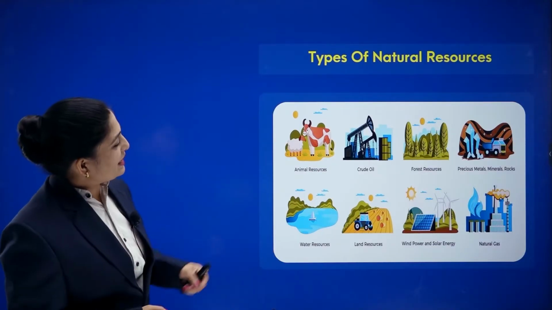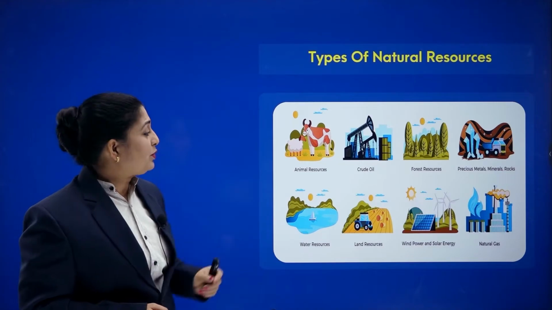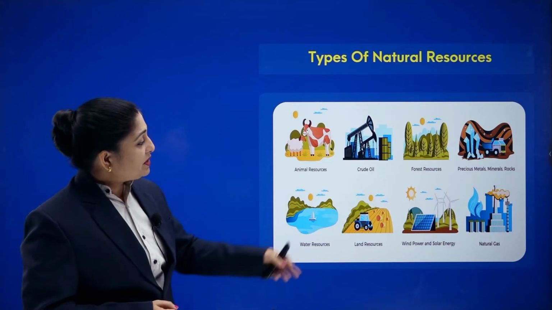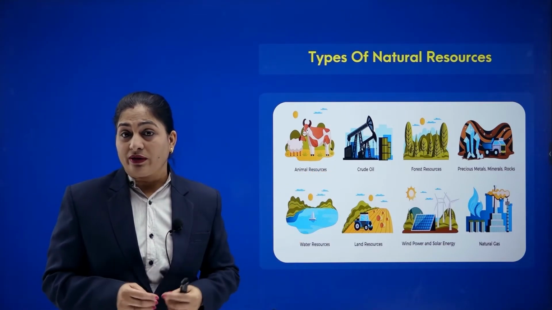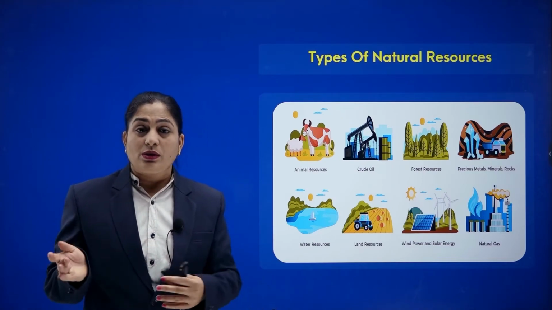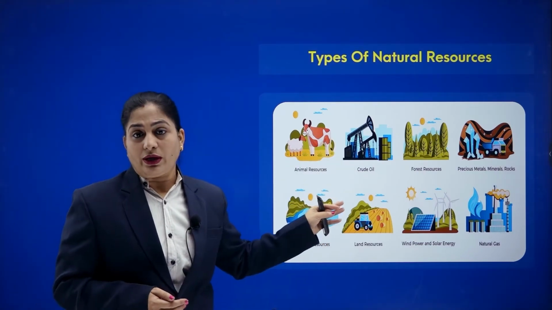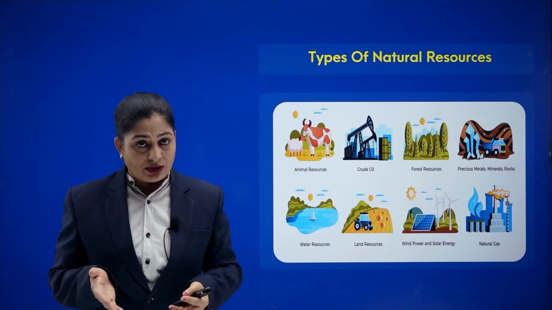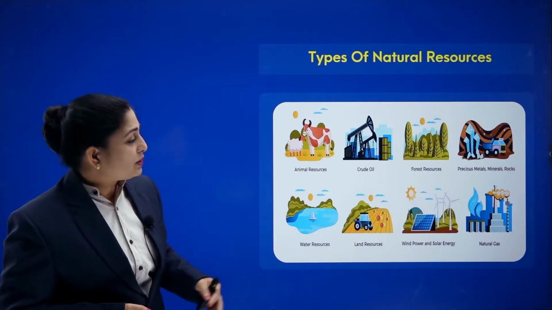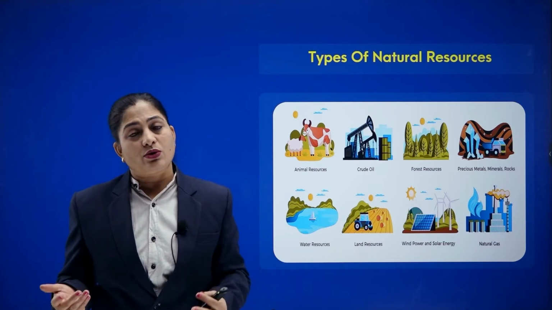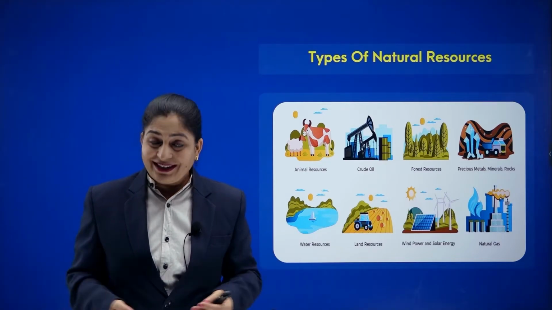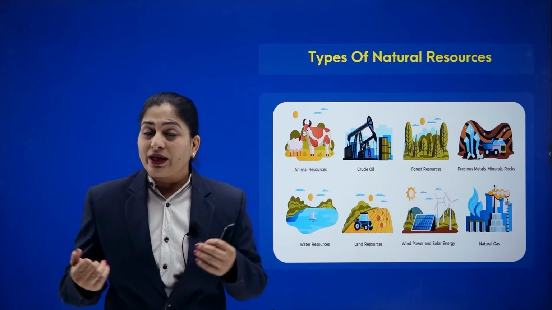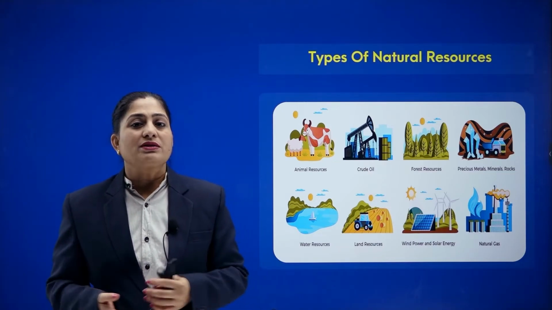Here you can see certain examples. When we talk about animal resources, it's nothing but the animal life we have. Then crude oil, that is in terms of petroleum. We get petrol, diesel and kerosene oil from this crude oil only. Then forest resources: forest is a natural resource, available in nature. Then there are certain precious metals, minerals and rocks. They are also available in nature, so they are again natural resources. Any precious rock or mineral that is very important and available in nature is a natural resource.